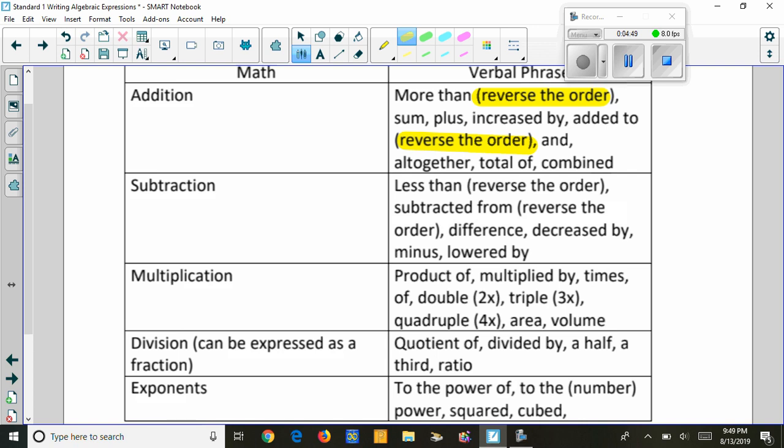For subtraction, we have less than. Again, we're going to reverse the order. Subtracted from, also reversing the order. Difference, decreased by, minus, and lowered by.